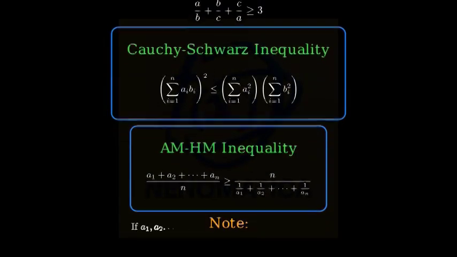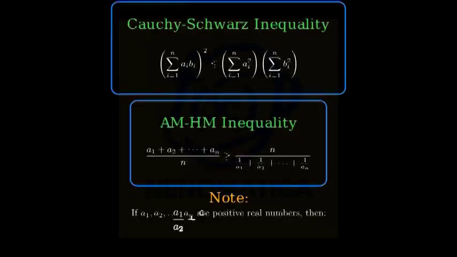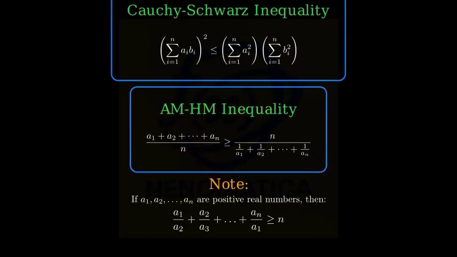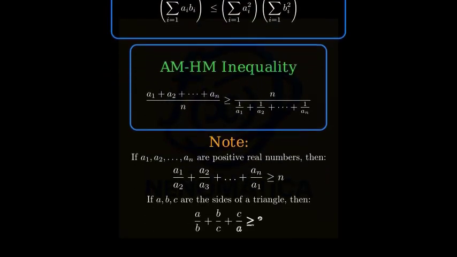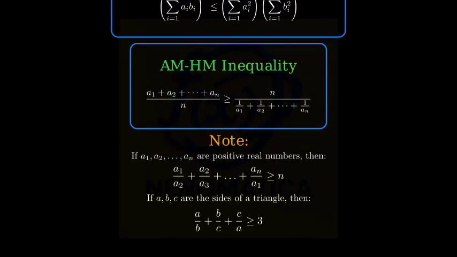Now, let's look at a note about our theorem. If a1, a2, and so on up to an are all positive real numbers with the same sign, then the sum of the ratios of consecutive terms is greater than or equal to n. An important special case is when a, b, and c are the sides of a triangle. Then a over b plus b over c plus c over a is greater than or equal to 3.